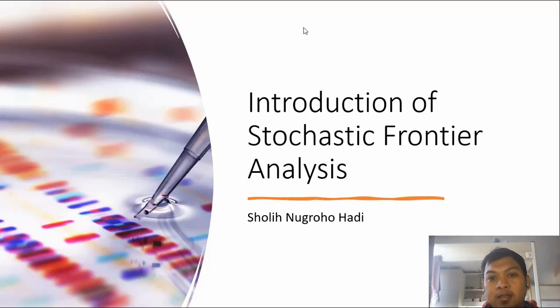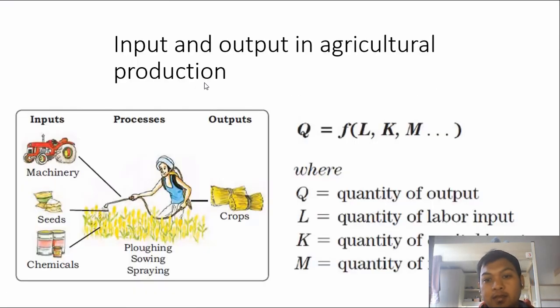Hello everyone. Today I would like to discuss the Stochastic Frontier Analysis, or SFA. To start with, I would like to introduce the production function. The output is equal to a function of the input. For example, in agriculture, the input is machinery, seed, chemical, and so on. And the output is maybe rice, corn, or so on.